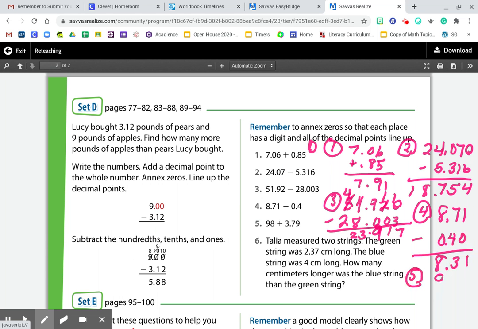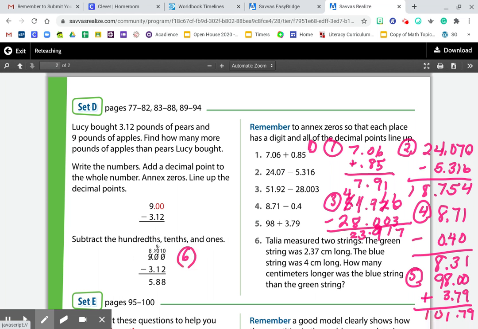Number 9, 98.00. And I annex 2 zeros there because I can see the second value goes to the hundredths place. 101.79. Talia measured 2 strings. The green string was 2.37 centimeters long. The blue string was 4 centimeters long. How many centimeters longer was the blue string than the green string?